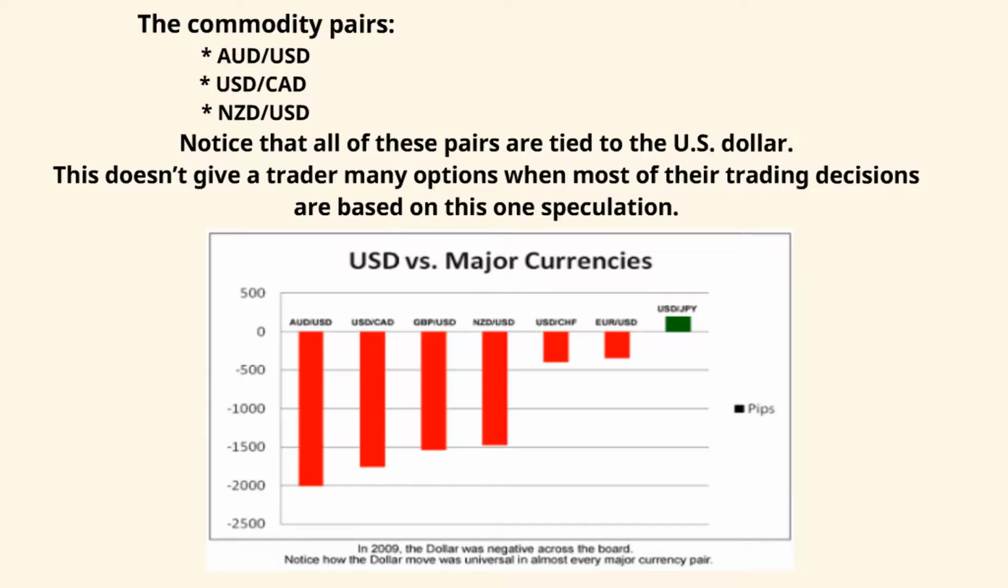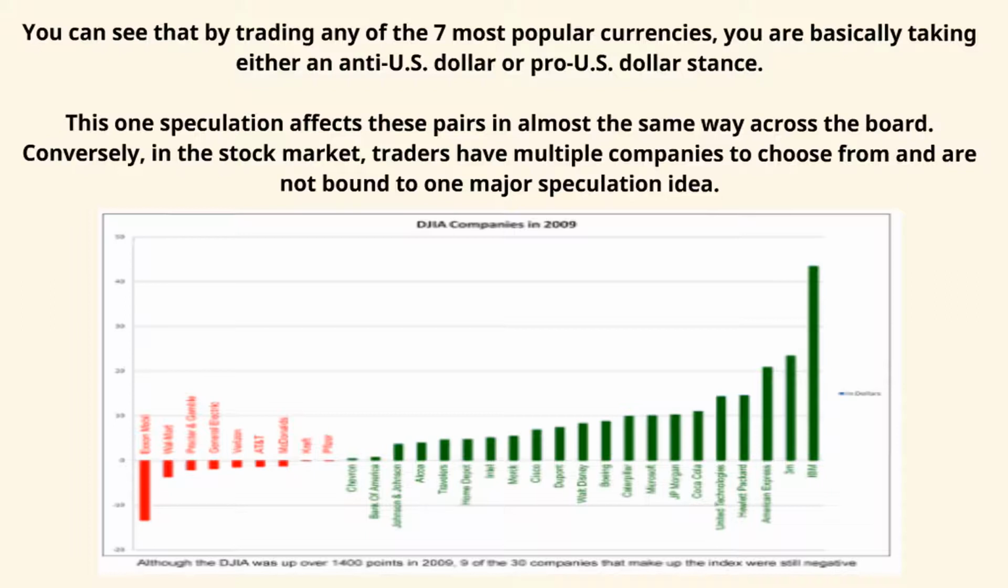The commodity pairs. Australian dollar to US dollar. US dollar to Canadian dollar. New Zealand dollar to US dollar. Notice that all of these pairs are tied to the US dollar. This doesn't give a trader many options when most of their trading decisions are based on this one speculation. You can see that by trading any of the 7 most popular currencies, you are basically taking either an anti-US dollar or pro-US dollar stance. This one speculation affects these pairs in almost the same way across the board.